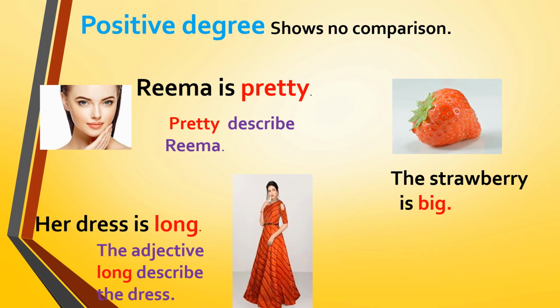Positive degree. Positive degree shows no comparison. For example, Rima is pretty. Pretty describes Rima, that she is very pretty. So, the description of Rima is pretty. Second, the strawberry is big. The description of strawberry is big. The big describes the strawberry.